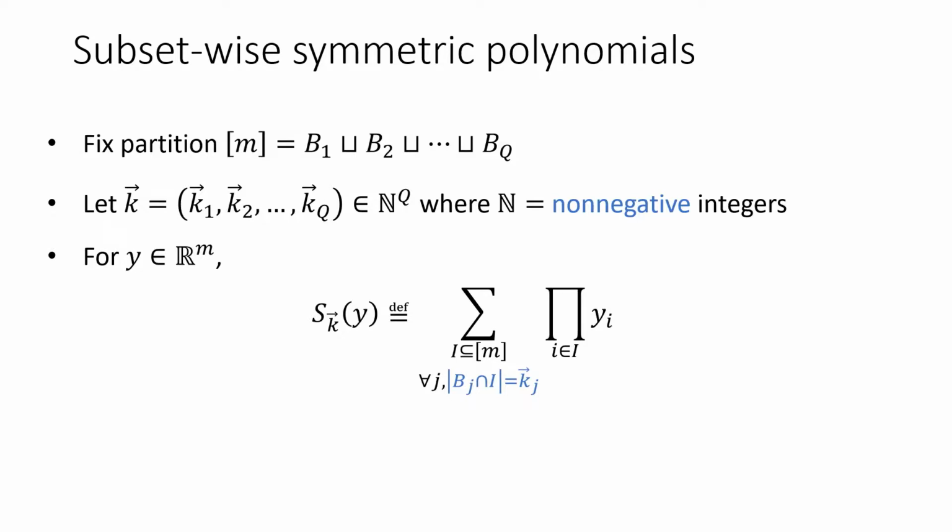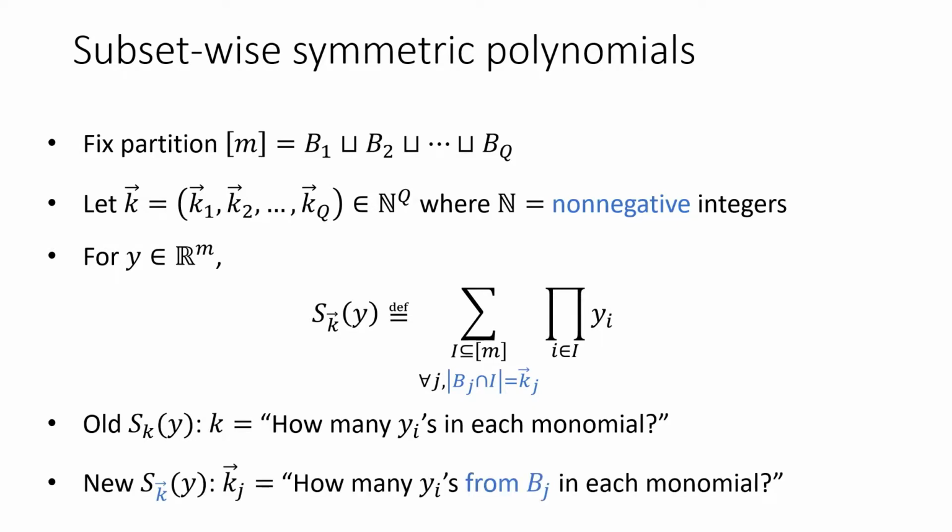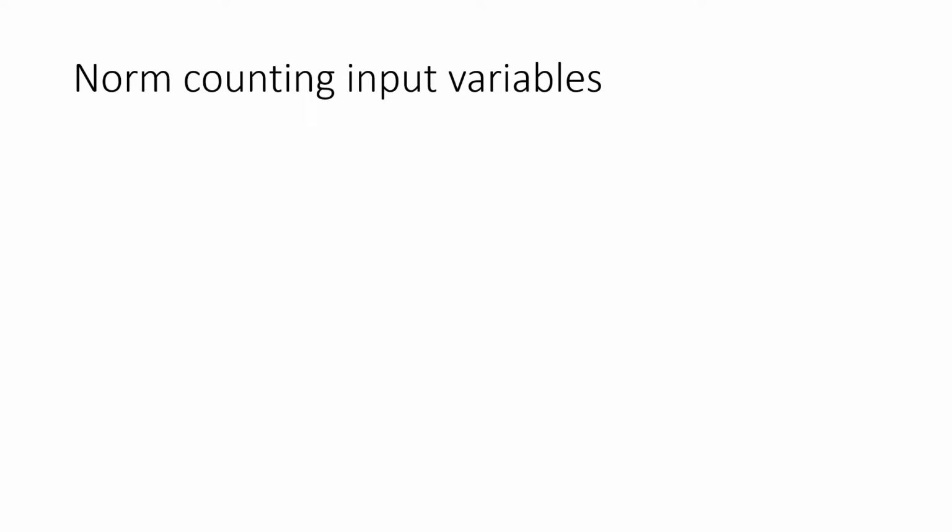So, to compare, in the old elementary symmetric polynomials, the parameter k specifies the number of yi's that participate in each monomial. But in these new subset-wise symmetric polynomials, the vector k specifies the number of yi's from each bucket that participate in each monomial. So we're keeping track of more data. Okay, so that's the definition of the new polynomials.